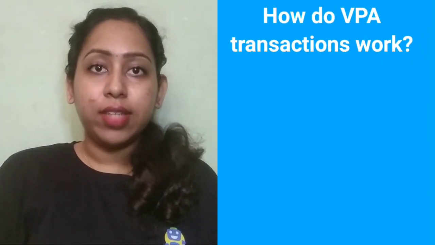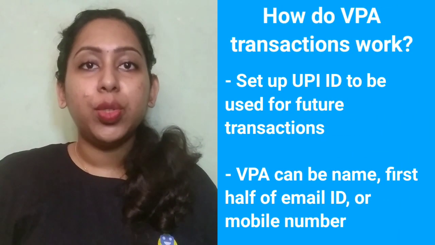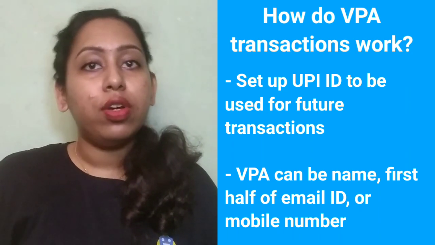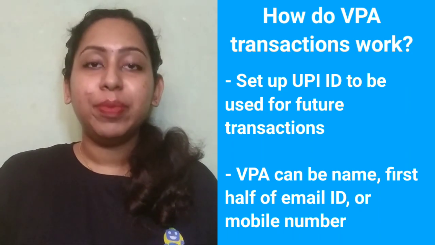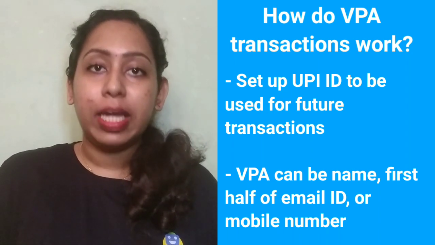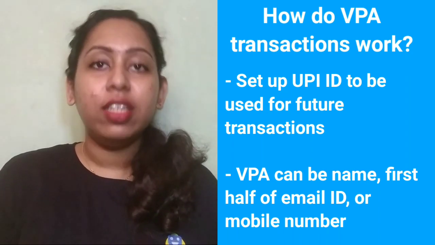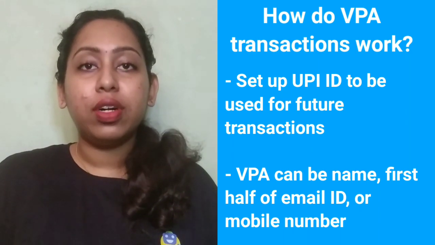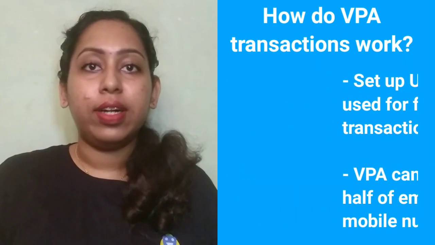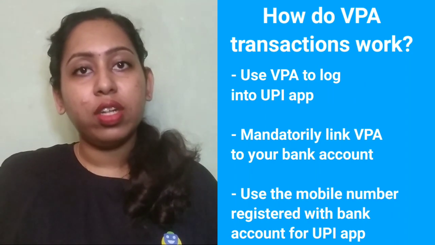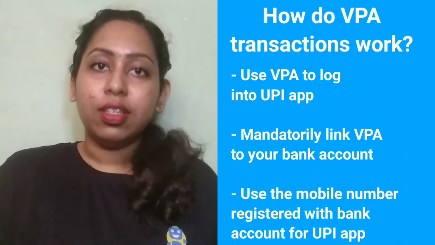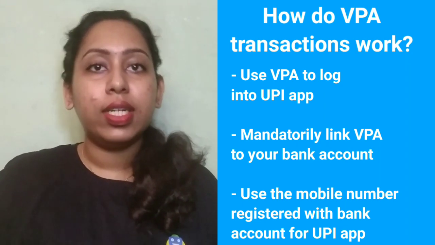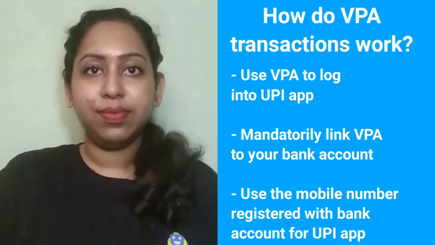How do VPA transactions work? When you install a UPI app, you will be prompted to create a UPI ID to be used for all your future transactions. A VPA can be anything ranging from your name, the first half of your email ID, or even your mobile number. This is to make sure that you do not forget your UPI ID when required. You can use VPA to log into your UPI app. Further, linking your VPA to your bank account is mandatory before initiating any UPI transactions.